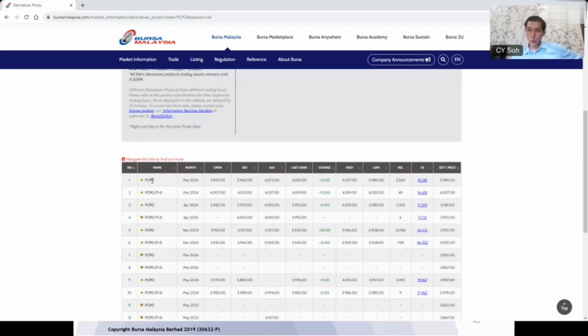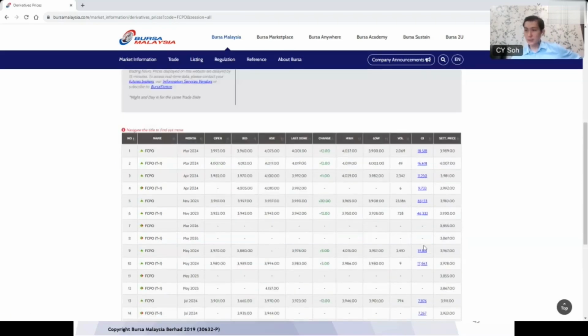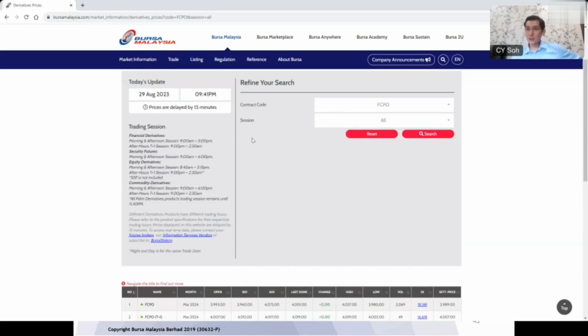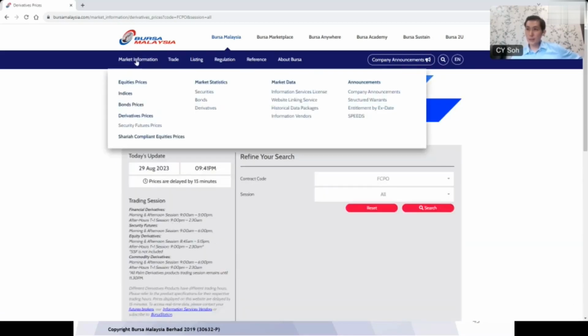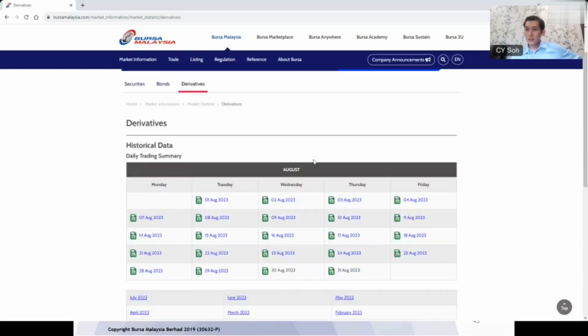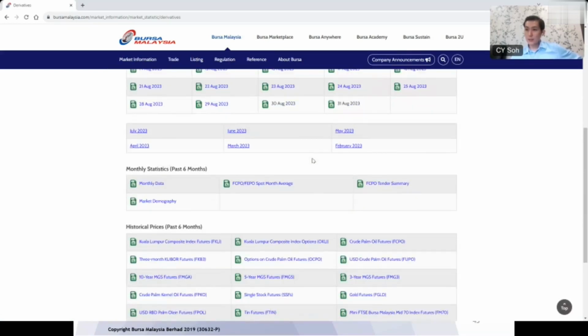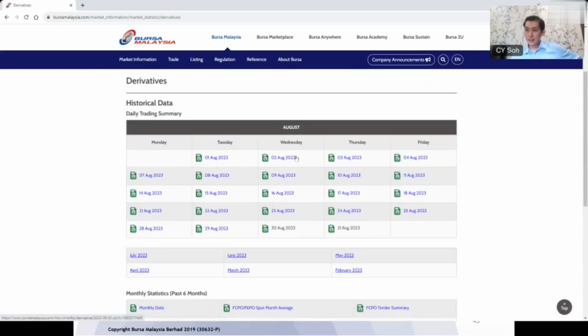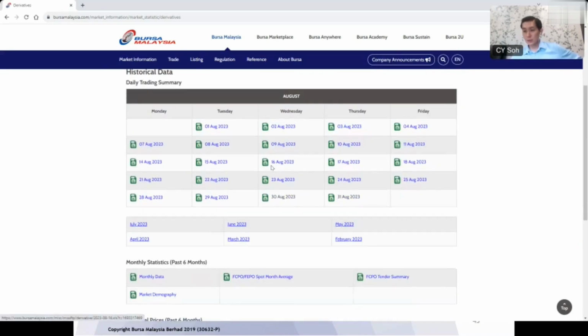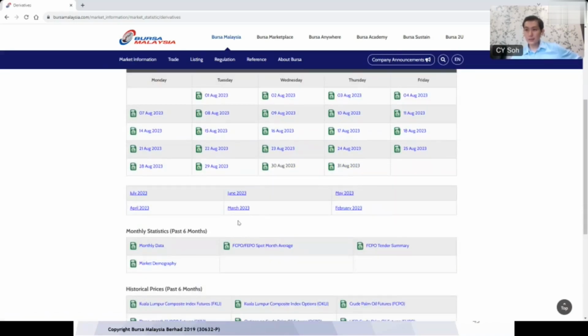Each and every contract has different levels of open interest. If you would like to get the day-to-day open interest, you can go to market information, then market statistics under derivatives. Under historical data, you are able to get the daily data. You can download it, and inside you can find the open interest for that particular single day for all futures or even derivatives products.